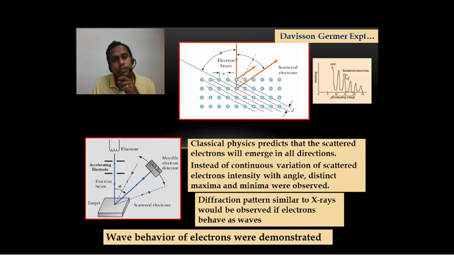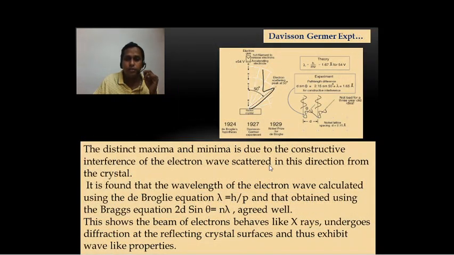At some other voltages there is also some intensity, but at a particular voltage, 54 volts, we get the maximum intensity. This pattern is maximum at 54 volts and 50 degrees. I will tell you the significance of this 54 volts.